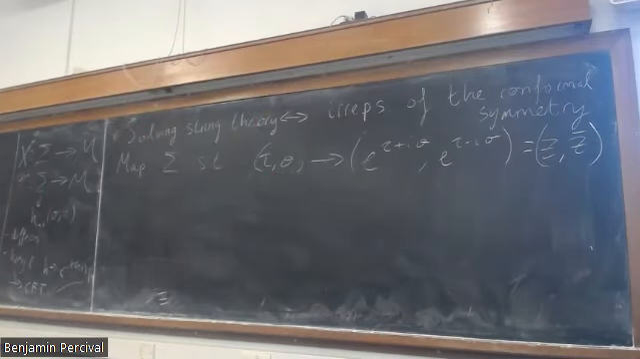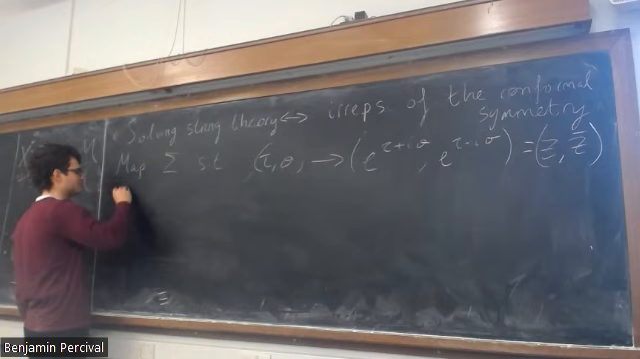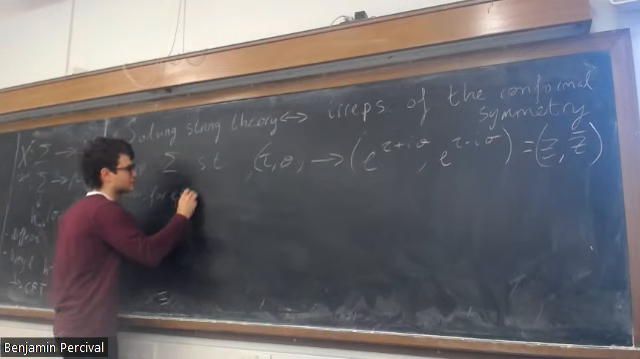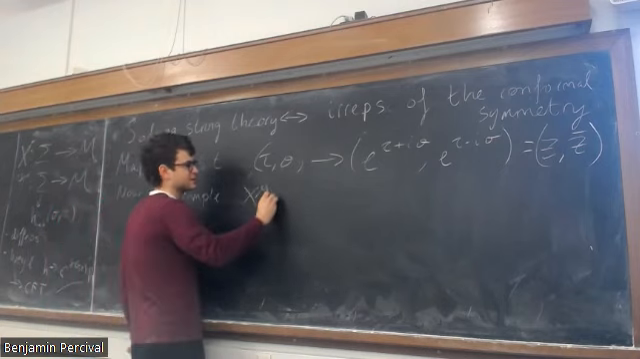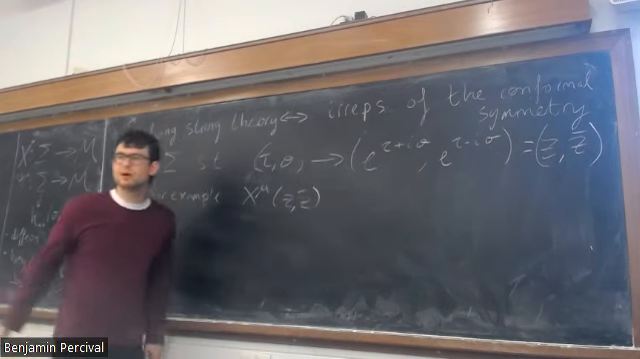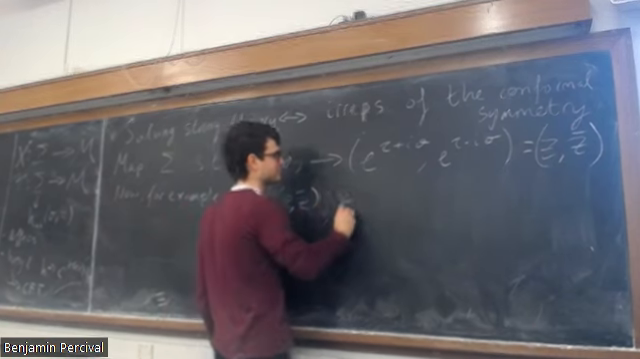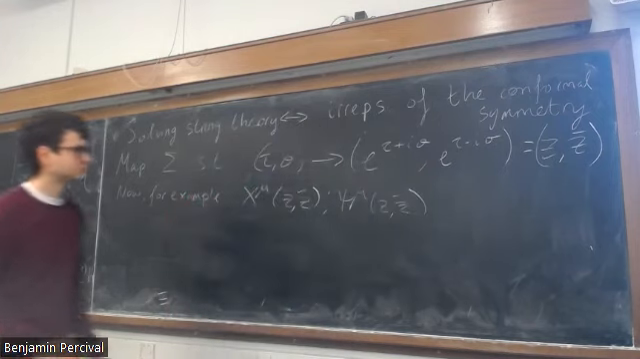And then if we have some fields, for example, you would write a bosonic field as X^mu, a function of z and z bar, or psi^mu, a function of z and z bar. Okay.